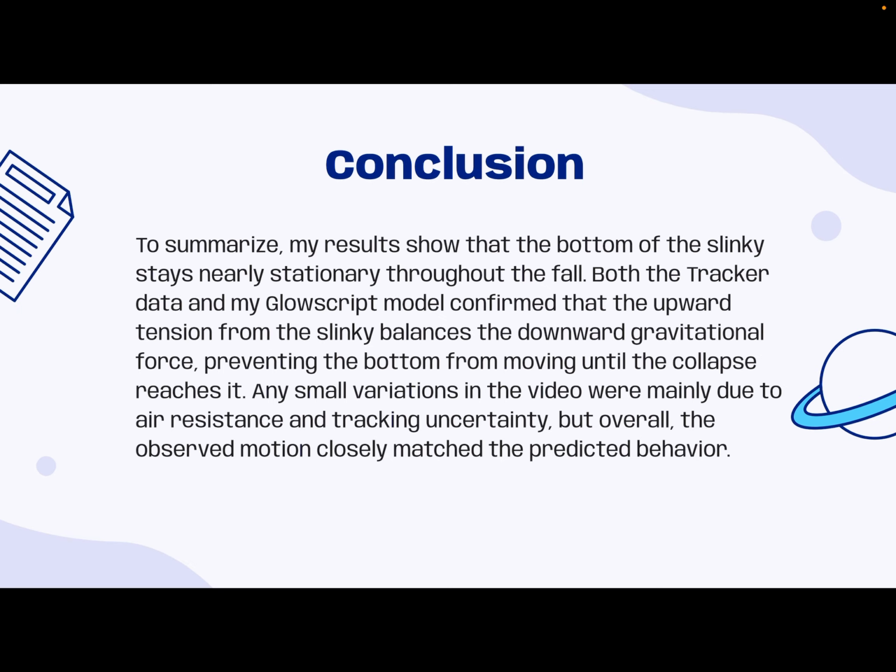To summarize, my results show that the bottom of the slinky stays nearly stationary throughout the fall. Both the computational model and the Tracker data confirm that the upward tension balances the downward gravitational force, keeping the bottom suspended. Any small differences between the model and the real data largely come from air resistance or tracking uncertainty, but overall, the model does an excellent job predicting the slinky's behavior.